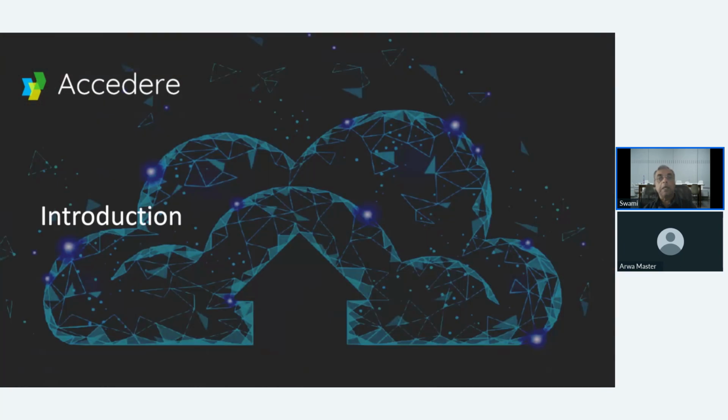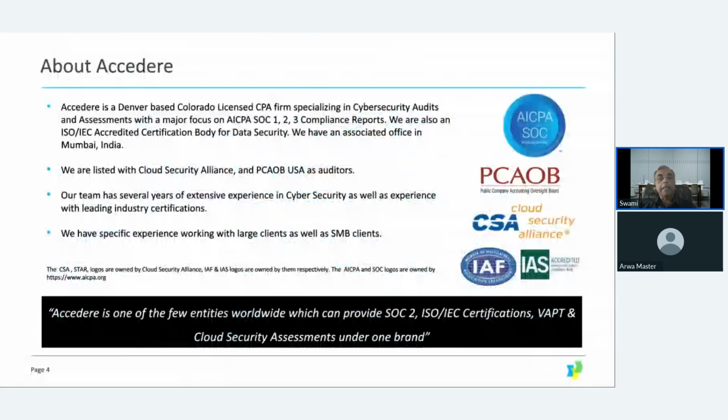Now, about Azure, we are a Denver-based Colorado licensed CPA firm specializing in cybersecurity audits and assessments with a major focus on AICPA SOC 1, 2, 3 reports. We are also an ISO IEC accredited certification body for data security, that is for the ISO 27001 standard. We have an associated office in Mumbai, India. We are listed with Cloud Security Alliance and PCAOB USA as auditors.